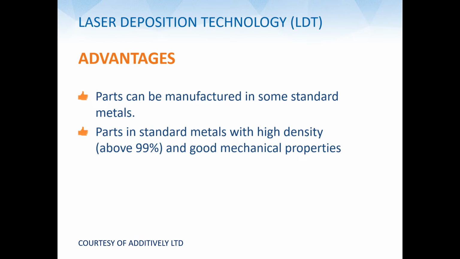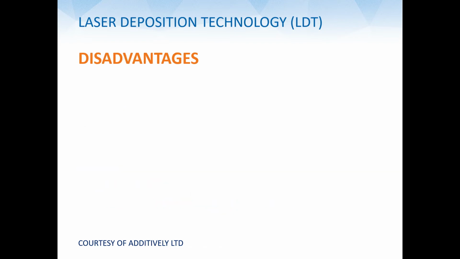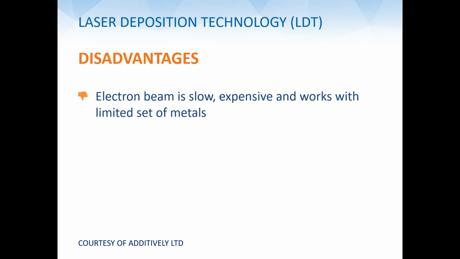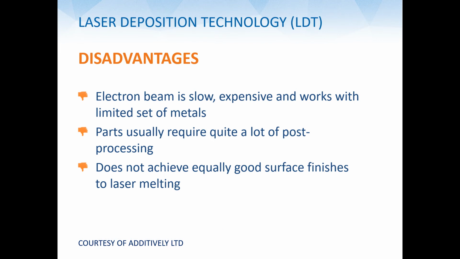So parts in standard metals with high density and good mechanical properties can also be made. It requires less support structure compared to laser melting, and it builds parts that are very similar to the laser melting technologies. The disadvantages are the electron beam is slow, expensive, and works with the limited set of materials. Parts usually require a lot of post-processing. They'll need to be cut physically with a saw off of the build plate, and they do not achieve the same surface finish as laser melting.